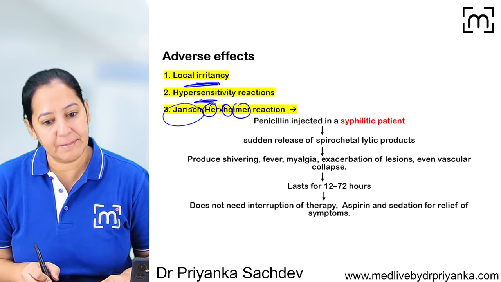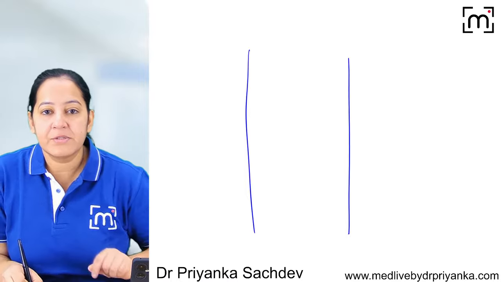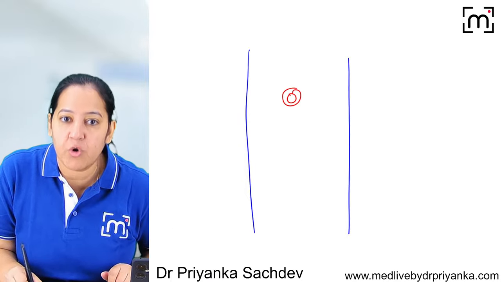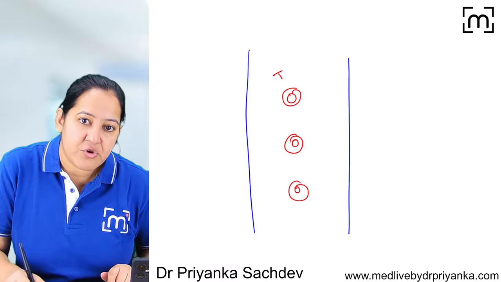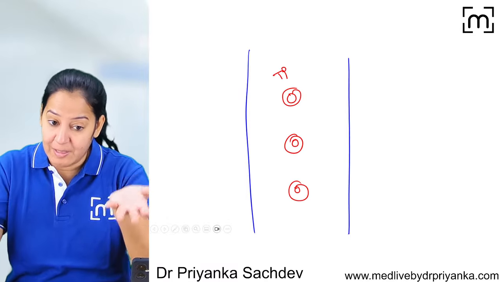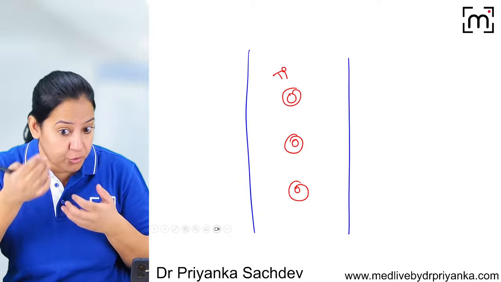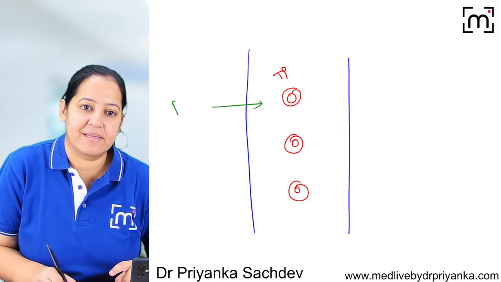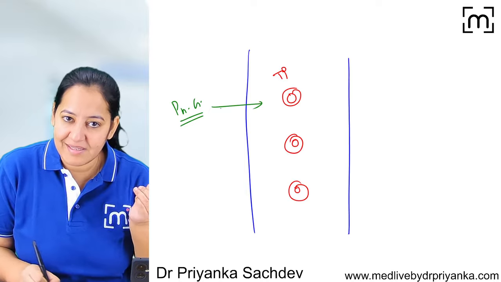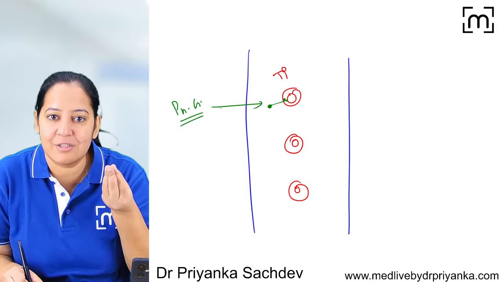Now, penicillin is given in syphilis. This is the blood vessel of a person. The person is having syphilis. This is the bacteria causing syphilis, that is Treponema pallidum. This person has syphilis because the blood vessel contains the bacteria. I want to treat my patient, so I'm giving a drug. The name of the drug is natural penicillin. I'm giving penicillin G to treat it. This penicillin G will enter the bacteria, inhibit the cell wall synthesis, so the bacteria will rupture.